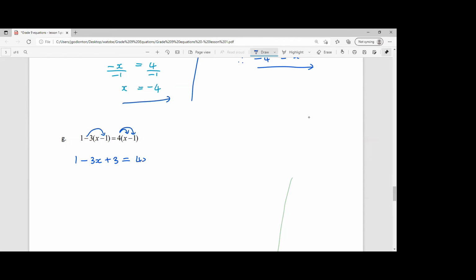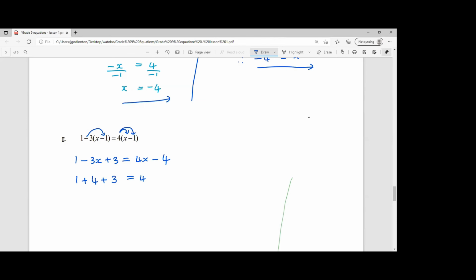4x minus 4. Great. Okay. Where would I go to from there? Then the next line would be 1 plus 4 plus 1. 1 plus 4 plus 3? Oh, plus 3, sorry. It's okay. And then that's just equal to?